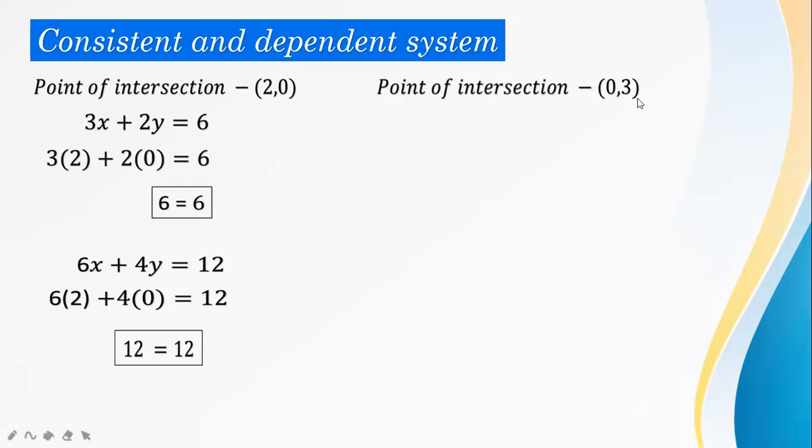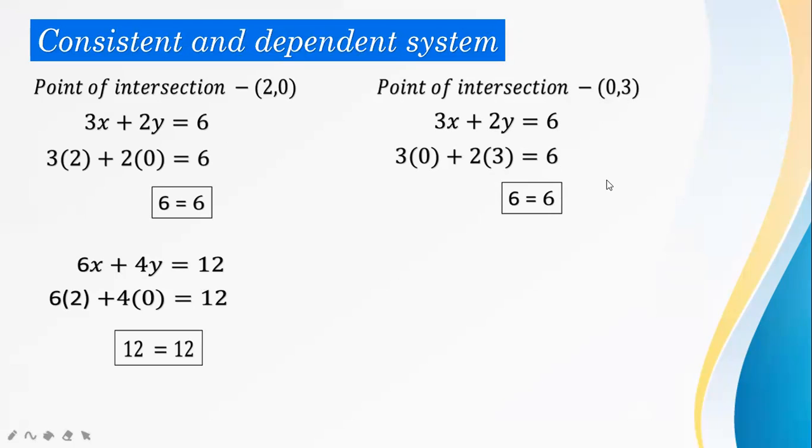Next, how about 0 and 3? Point of intersection, 0 and 3. So we have 3x plus 2y equals 6. Then we have 3 times 0 plus 2 times 3. We have 6 equals 6. So therefore, the statement is true. And this will be the solution of this equation. So ito yung solution niya. So kung ito i-substitute mo dito, magiging equal sila kung i-check mo.